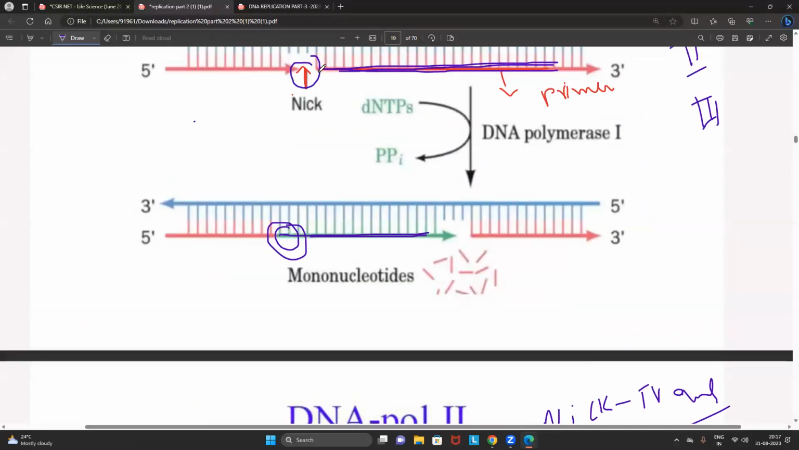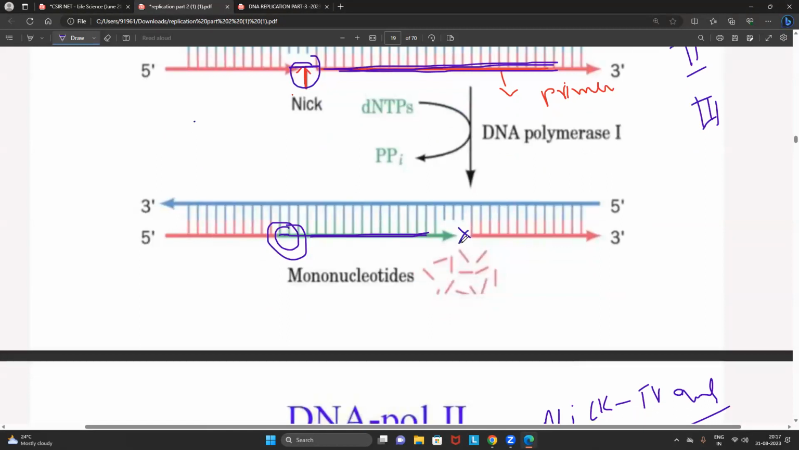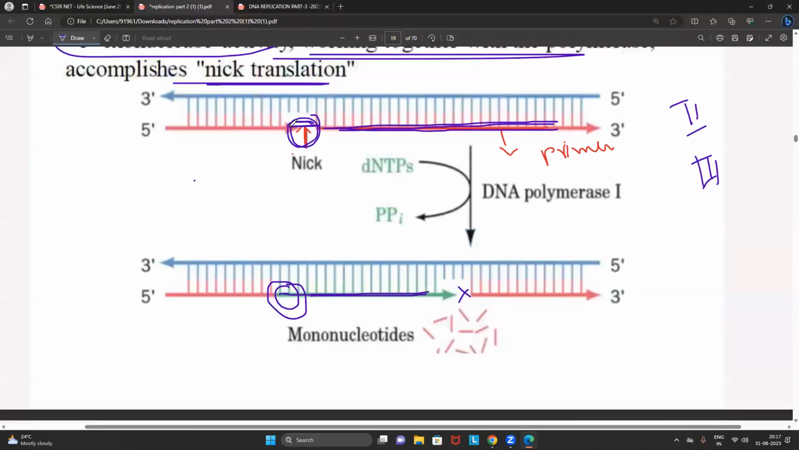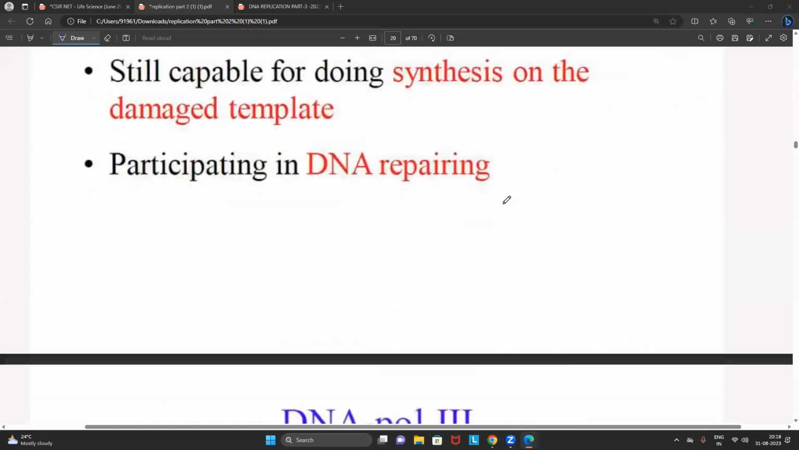That nick, this gap, can be replaced by this particular polymerase 1. At the end, ligase will come and seal that gap by the phosphodiester bond. That is at the end. Just listen, I am talking about this gap, which is created by certain degradative enzymes called DNases. That gap can be sealed by this particular polymerase 1. When we remove the primer, at the end, ligase will come and do that. You will understand in the upcoming slide. Just look into the point.